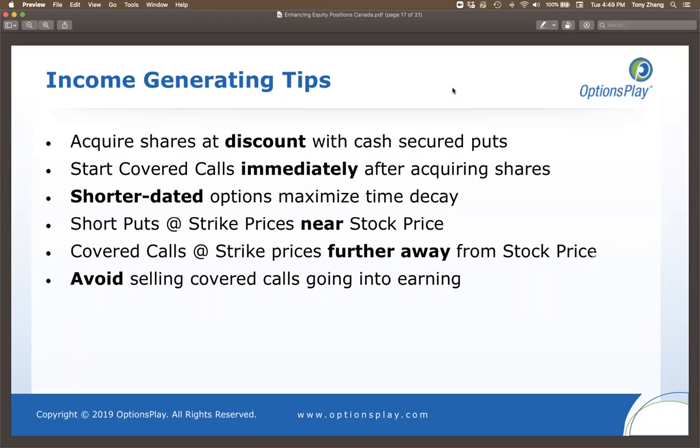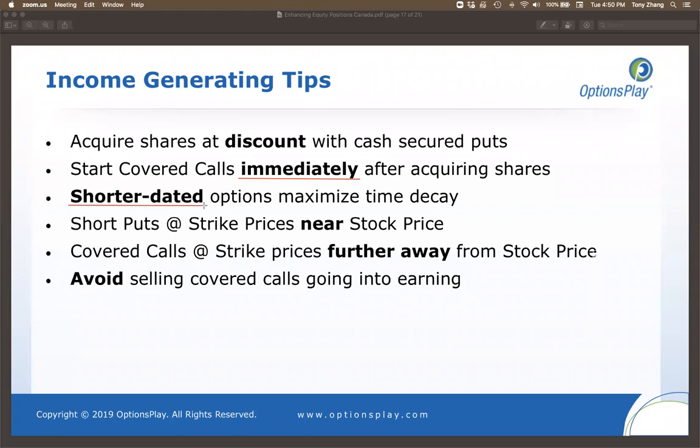Number one, you want to acquire shares at a discount by selling cash secured puts. Once you acquire those shares, you want to make sure that you start selling covered calls immediately. You don't want to wait, because if you wait, chances are the stock might drop, and by that time it may be too late to start selling covered calls after the stock has dropped. Now, for all option selling strategies, covered calls, cash secured puts, and even more advanced strategies, you always want to use shorter dated options, so options that are less than 7 weeks out, because they maximize time decay. They maximize the speed at which you generate this income.